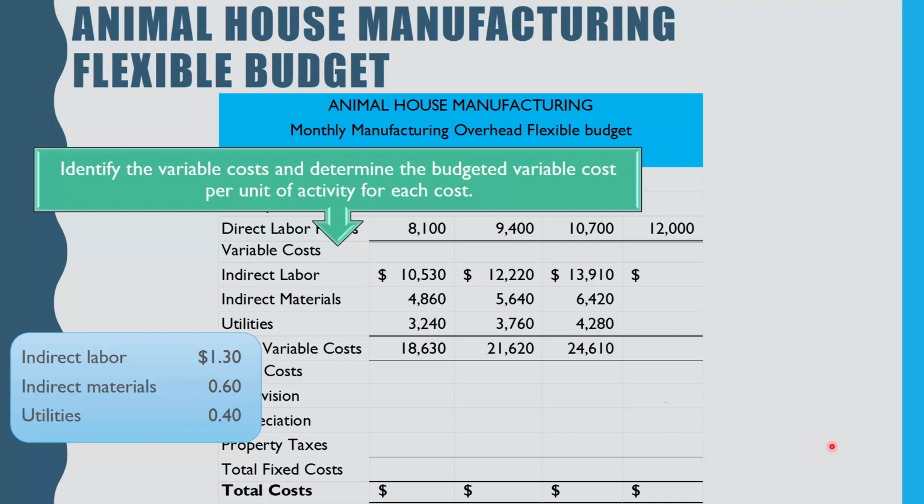And so on for the next level and our last one. It's simply a math problem of taking the activity level, multiplying it by the per unit amounts. And we can see that our variable costs are increasing as activity increases, which is what you would expect to see for your budget.